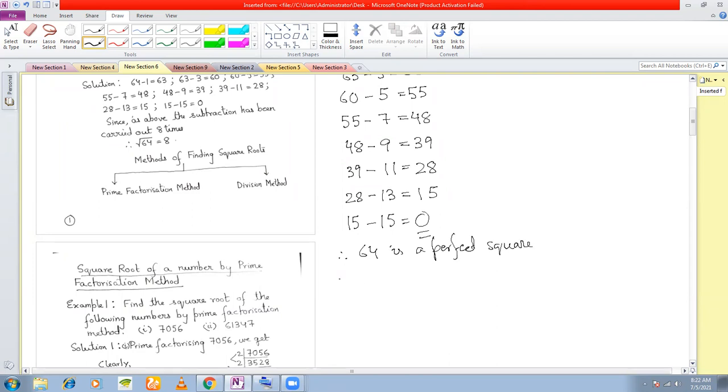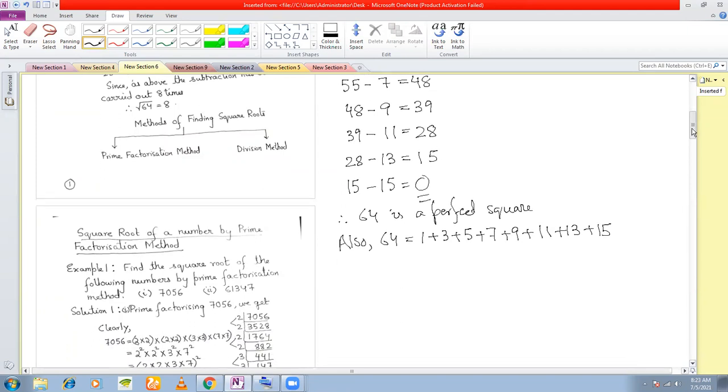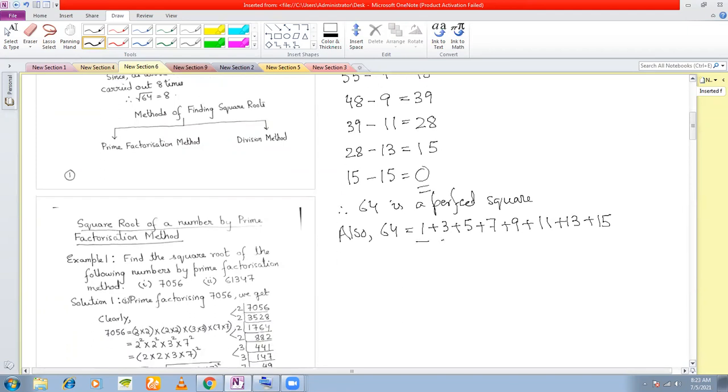And how can we write 64? 64 we can write as a sum of odd numbers up to odd number 15, isn't it? 1 plus 3 plus 5 plus 7 plus 9, 11, 13, 15. Right? 64 can be written as a sum of odd numbers in this manner. Count the number of odd numbers. How many odd numbers do you have? 1, 2, 3, 4, 5, 6, 7, 8. So 64 has been written as a sum of 8 odd numbers. That means 64 must be equal to 8 square. That means square root 64 must be equal to 8.